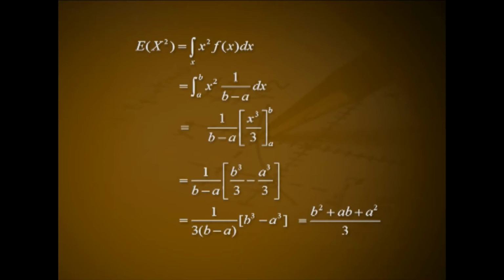Expectation of x² equals the integral of x² times f(x) dx, that is the integral over (a, b) of x² times 1 by (b − a) dx, that is 1 by (b − a) into x³ divided by 3 in the interval (a, b), that is 1 by (b − a) into (b³/3 − a³/3), that is 1 by 3(b − a) into (b³ − a³), that is (b² + ab + a²) all divided by 3.